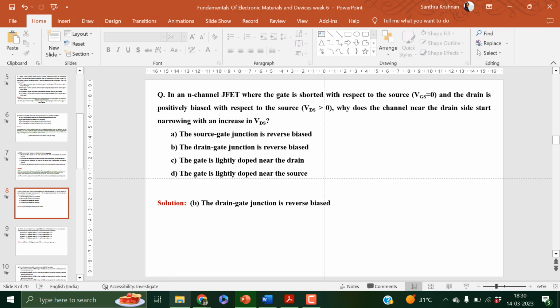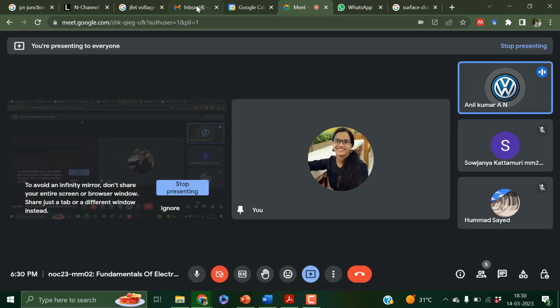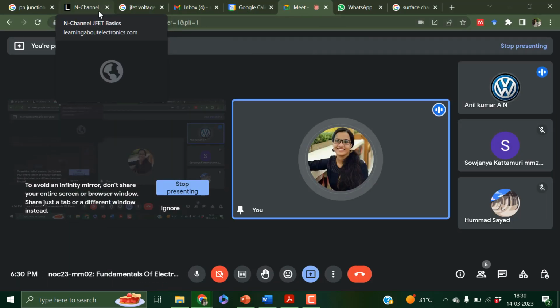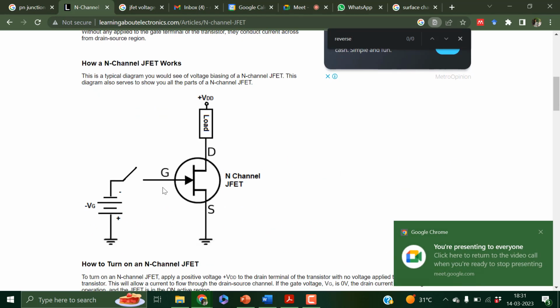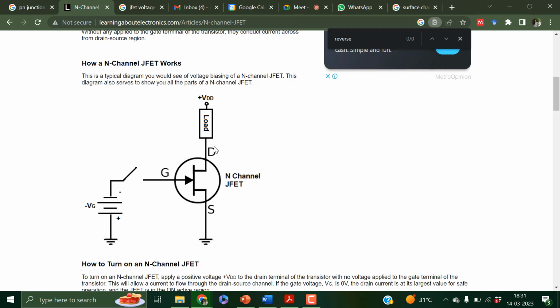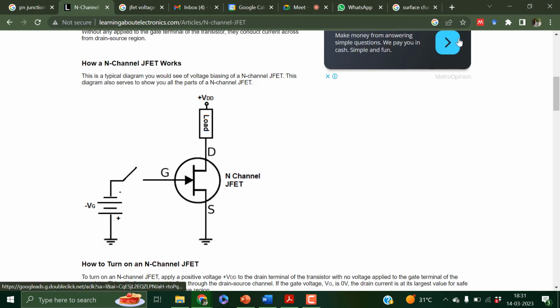Wait, I'll try using this one. See, in a JFET a source will be there, this gate is fine, and then the drain will be there. He's saying that the drain is positive. So if you connect the positive terminal to the drain, obviously we'll connect the negative terminal to the source, since you don't directly have any bias on the gate. Is it clear using this image?